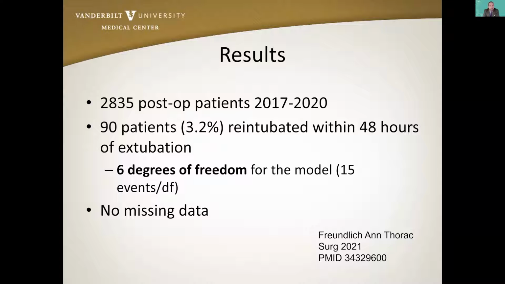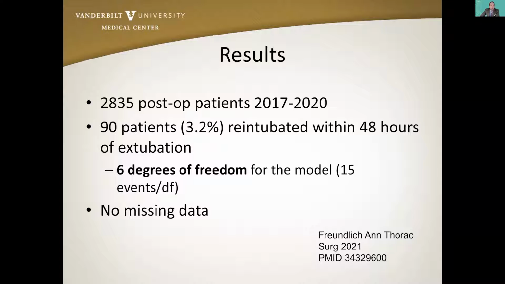Given that event rate of 90, we conservatively estimated that we would have 6 degrees of freedom for modeling, assuming 15 events per degree of freedom. Because we looked at what would be routinely available in routine clinical practice, we did find that we had no missing data, as we expected.